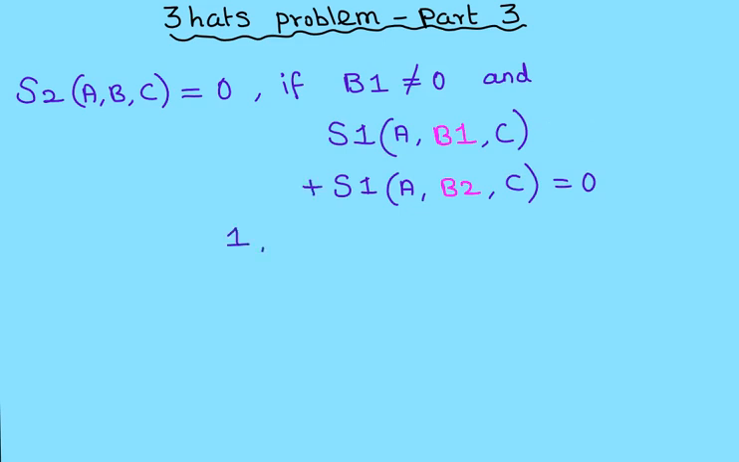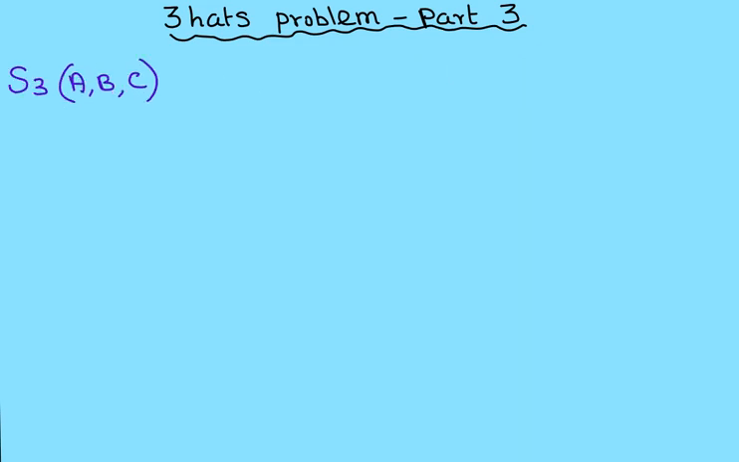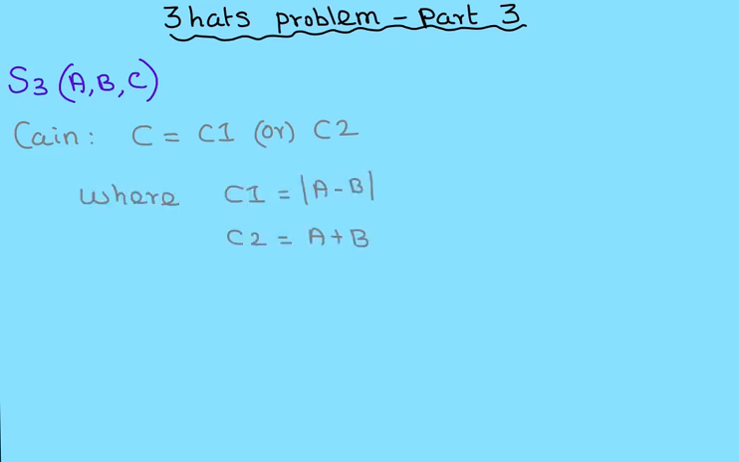So it is 1 otherwise. Now consider statement 3, S3 of ABC. It is Cain's turn. Cain has two possible values, c1 and c2. Remember, c1 is the absolute value of a minus b and c2 is a plus b. So if c1 is equal to 0, he can right away tell his number to be c2.